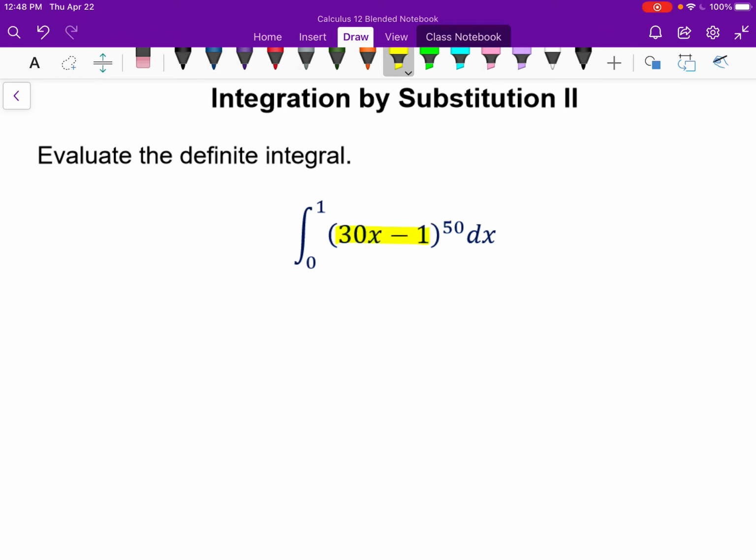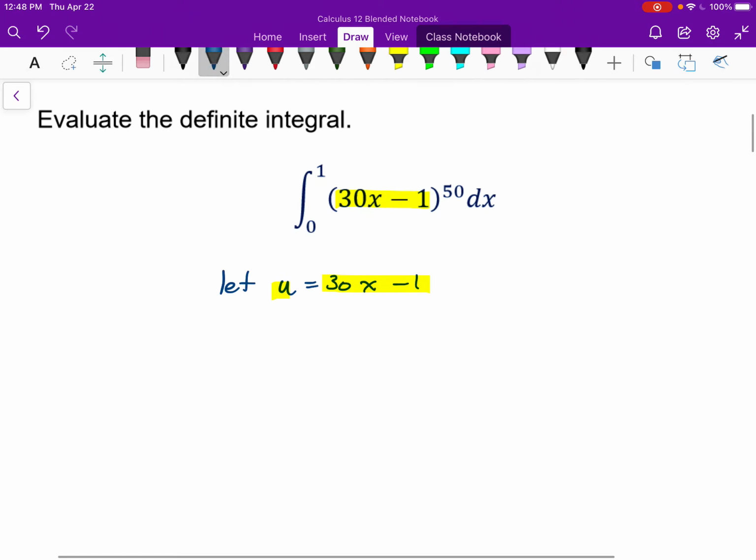And so let's start with assuming that 30x minus 1 is the inside function. So let u equal 30x minus 1, and therefore du would be 30 times dx. And then looking at my integral here, there's the dx. I don't have a 30, but as we saw, that's easy to take care of. I can put a 30 into here. I can say times 30, as long as I put divided by 30 over here.